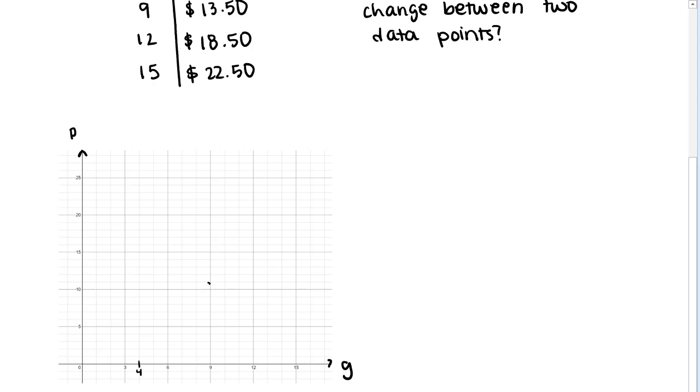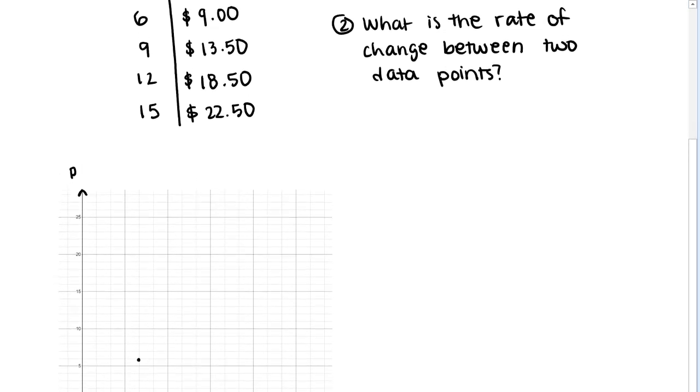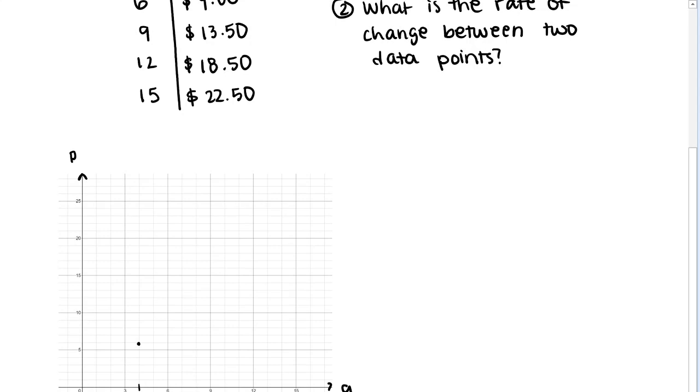Oops, sorry. Sometimes when I try to really fill in a dot for too long, my tablet thinks it means something else. So here's the point 4 comma 6, because when we look towards our P-axis, we have a P-value of 6. When we look to our G-axis, we have a G-value of 4. Okay, so we've got 4 comma 6, 6 comma 9. So that looks like that's about here.